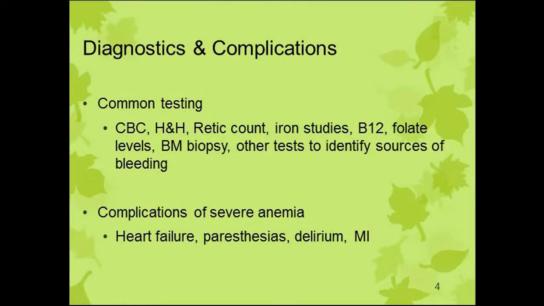For severe anemias, that would be a loss of hemoglobin. And then our paresthesias is the result of our B12 deficiencies, and then the delirium from low oxygen, low hemoglobin, of course, MI from low hemoglobin, low circulation leads to ischemia, and then that can lead to MI.